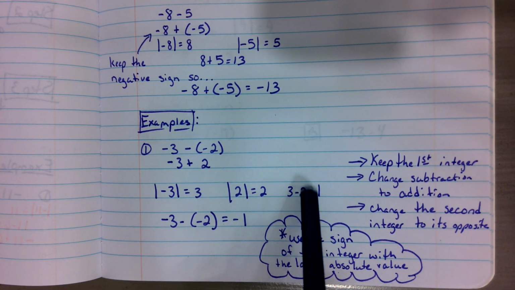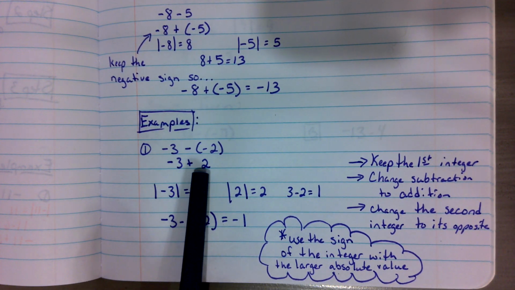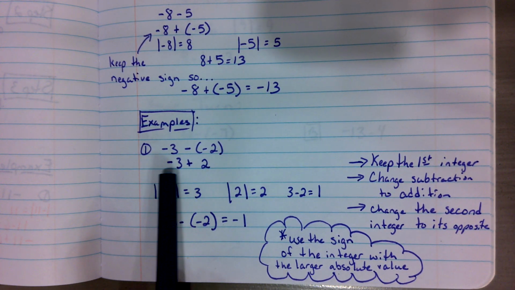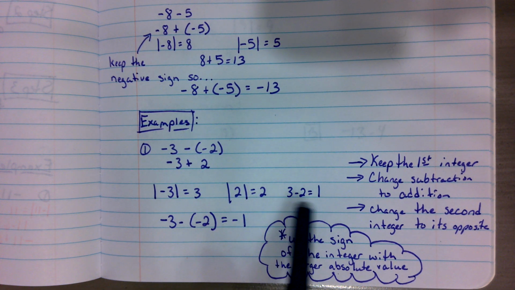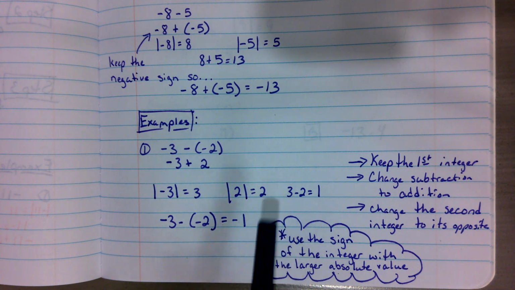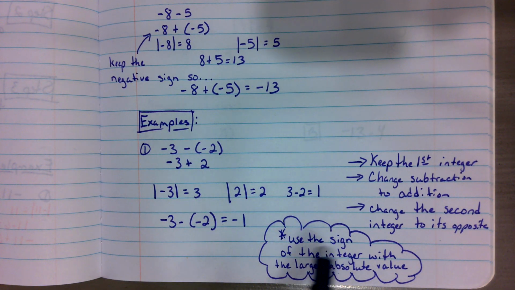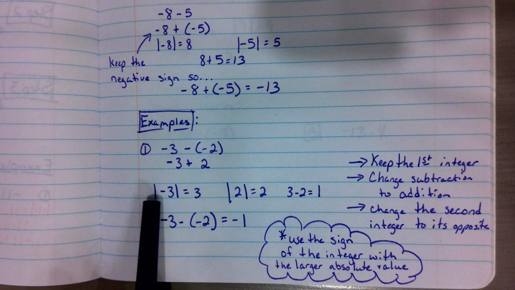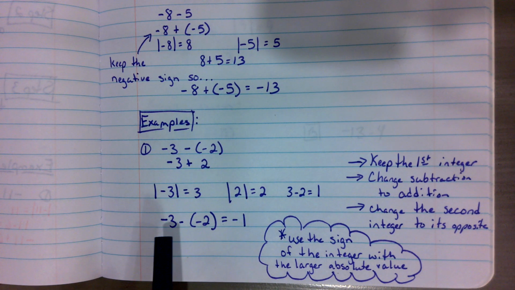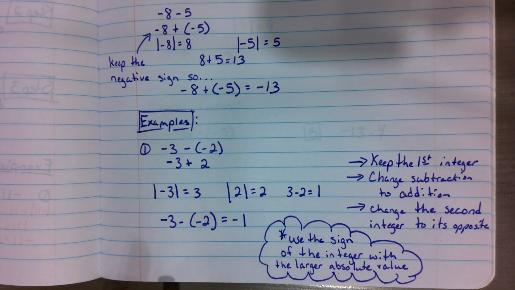We need to subtract those. And when we have unlike signs, so one's a negative integer and one's a positive, when we do our subtraction here, we have 1. And our rule says, use the sign of the integer with the larger absolute value. Well, the larger absolute value was 3, but the integer was negative. So -3 minus -2 is -1.